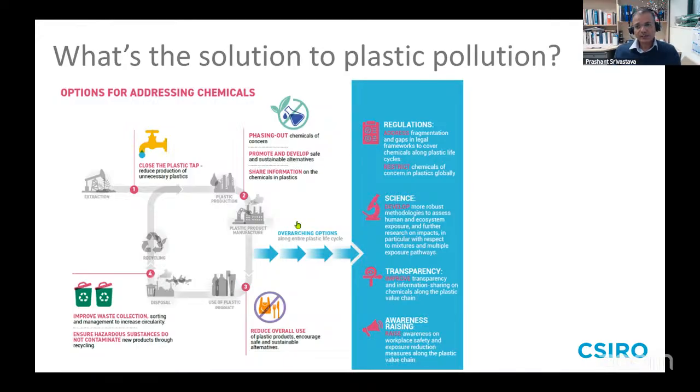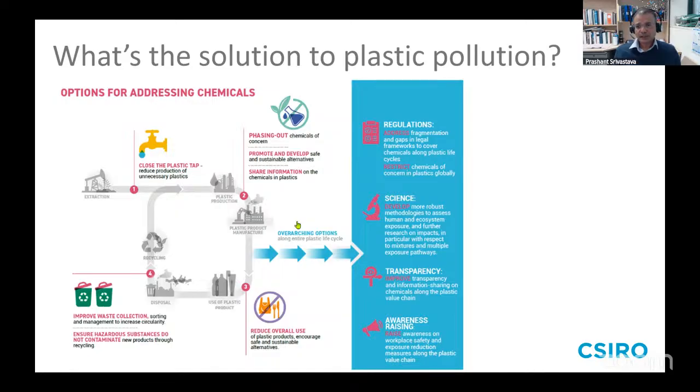So here is how we can get there. To break this cycle, we need action on multiple fronts. Number one, stop plastic at the source. What this means is reducing the production of unnecessary plastic, such as excessive packaging and single-use items that are used briefly, but they last for centuries.